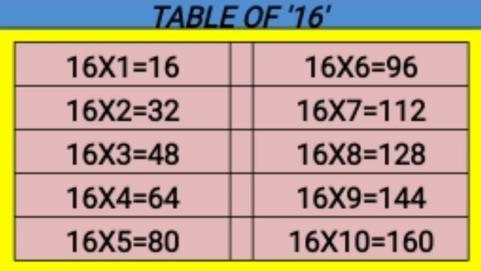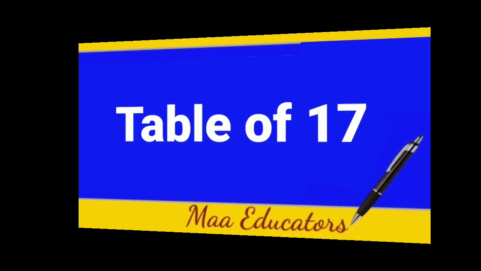16 sixes are 96. 16 sevens are 112. 16 eights are 128. 16 nines are 144. 16 tens are 160. Table of 17.